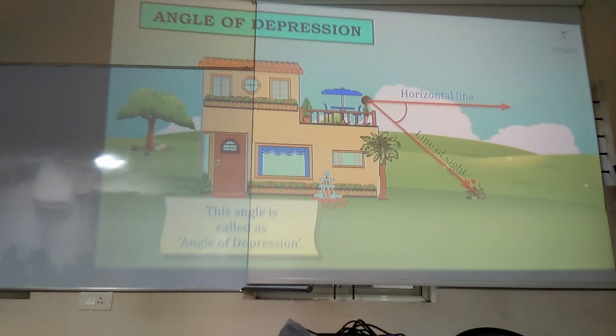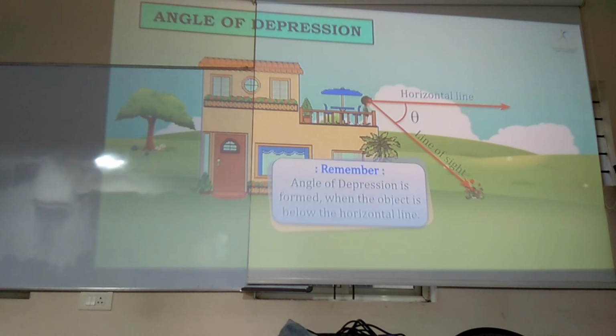And again, this angle is called the angle of depression because the angle is made below the horizontal line. Look below the horizontal line. Note this point.